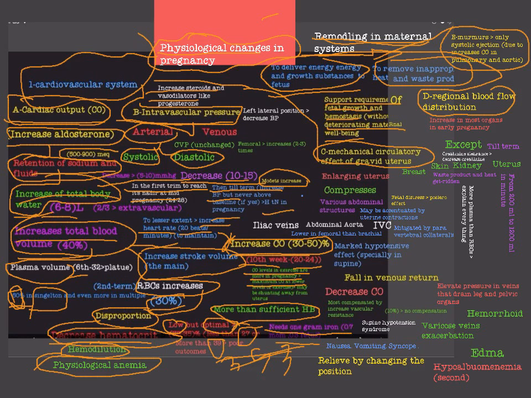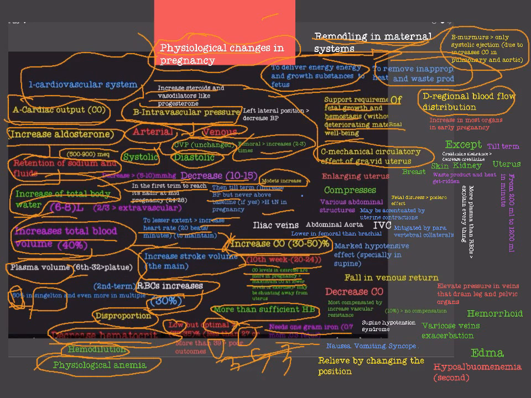It will decrease in pregnancy. What about the venous blood pressure? The central venous blood pressure will be unchanged, okay, and the femoral venous pressure will be increased, okay, 2 to 3 times, mostly at 30 weeks gestation. And the reason behind the increase in femoral venous blood pressure is compression by the uterus on the veins of the pelvis, okay, on the iliac veins, abdominal aorta, inferior vena cava. I'll talk about this in detail in a few minutes, okay.